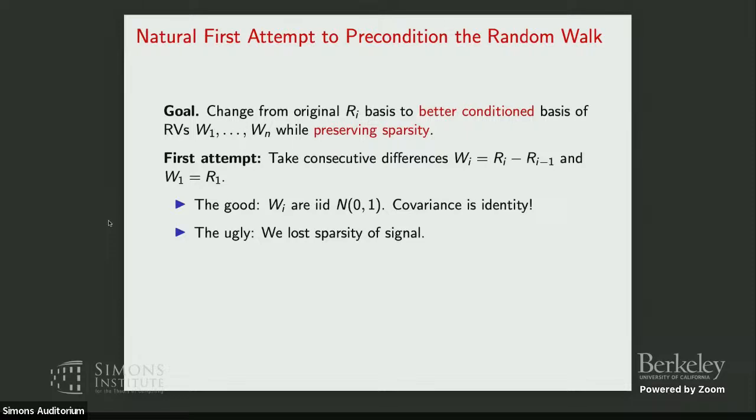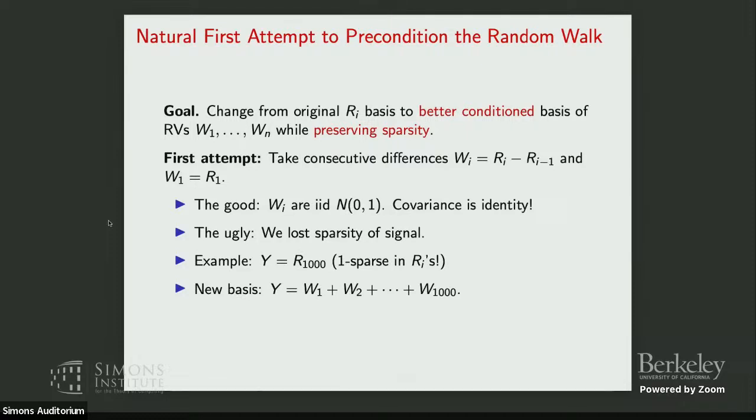Okay, so you could have used the Lasso guarantees from earlier. But the problem, the ugly part, is that we lost the sparsity of the signal. What do I mean? Suppose the response variable y was just R1000. So it's a one sparse linear combination of your input covariates, R1 through Rn, right? But under this basis change, in the new basis, the response variable becomes the sum of the first 1000 variables. Okay, so you lost sparsity, so the Lasso guarantees do not apply.